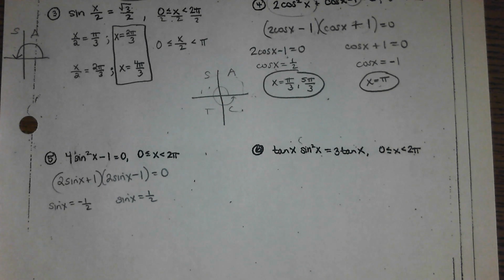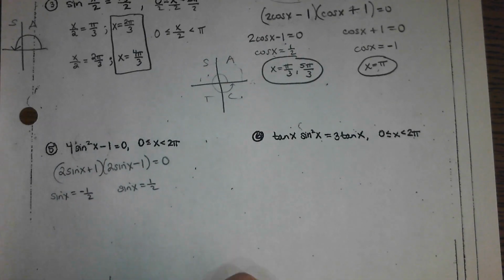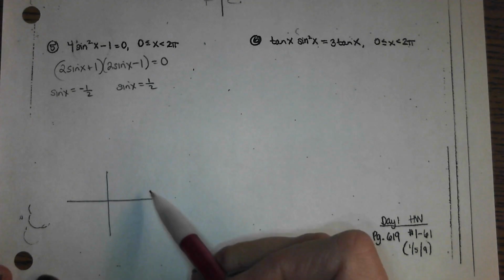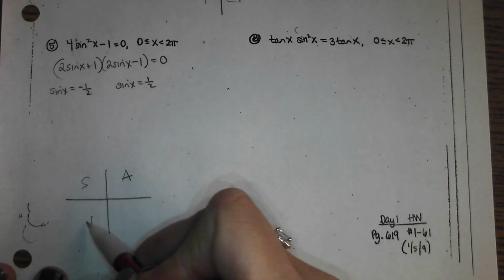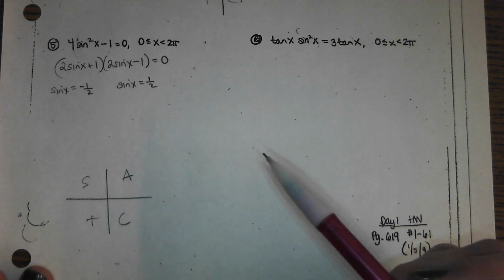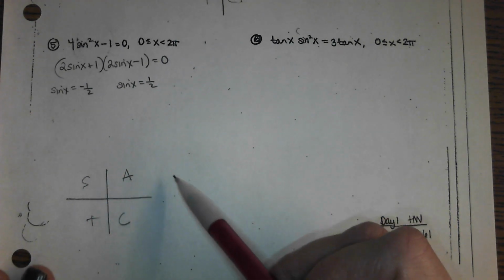So this one's interesting because it's the same number every time. It's a half both times. But it's including both positives and negatives. So we're actually going to hit up all 4 quadrants, right? What would the reference angle be, John? Nope.